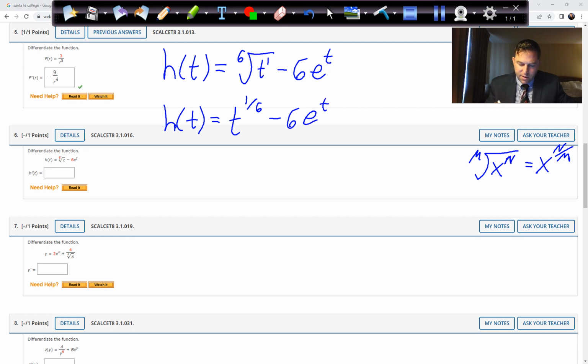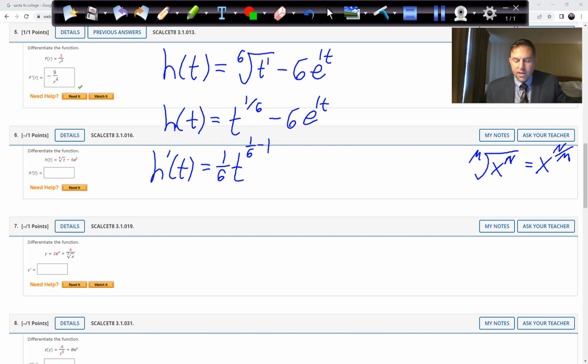Well, the first thing I have to explain, well, let's do what we can do. So fractional powers are no different. It's still bring the power down, so it's 1/6 times this 1 in front of the t. So it'd be 1/6 t raised to the 1/6 minus 1. So you just use the general power rule, bring the power out front, and then subtract 1 from the power.